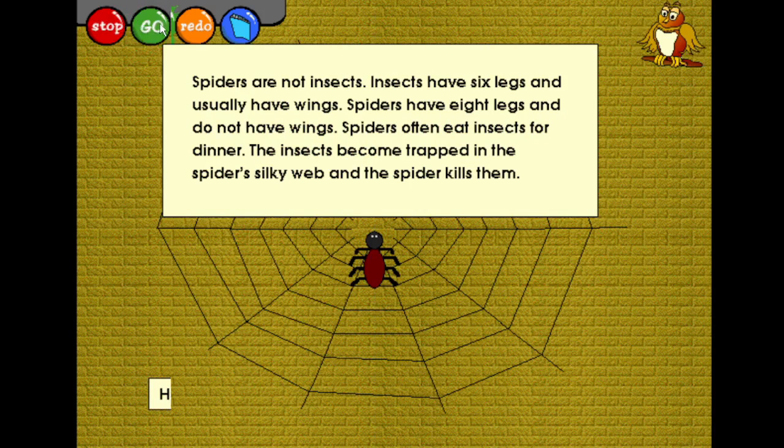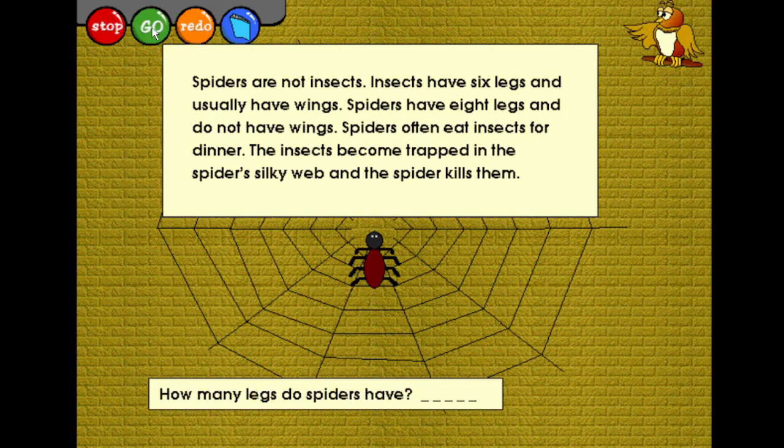Read this information. How many legs do spiders have? Type. Spiders have 8 legs. What do spiders use to trap insects? A web. Type the answer.